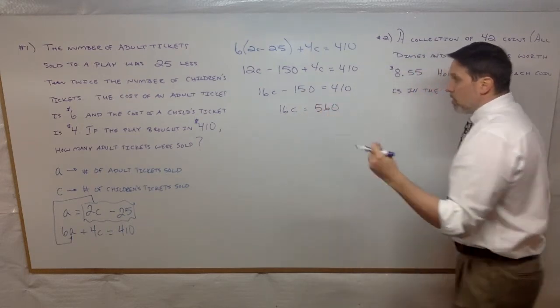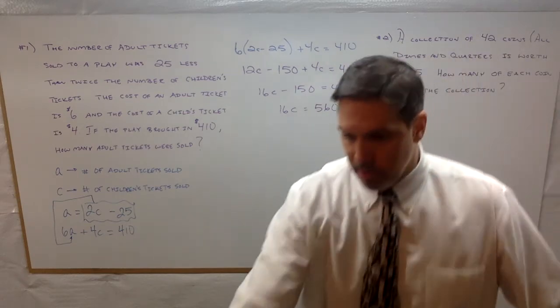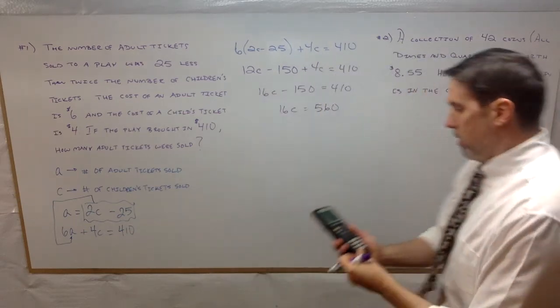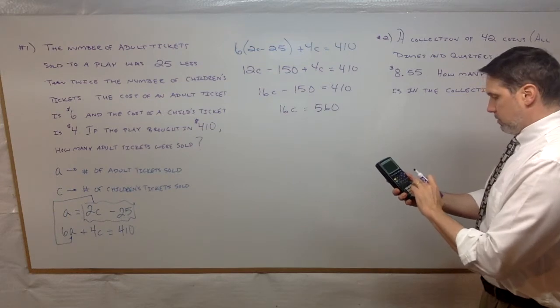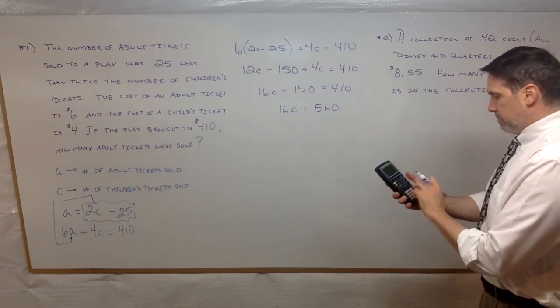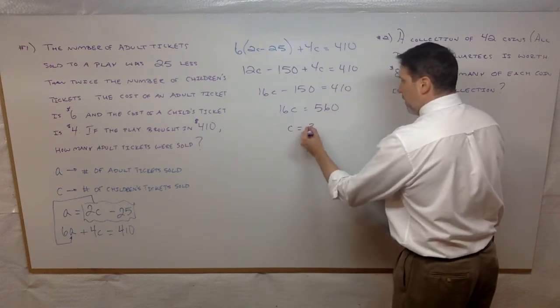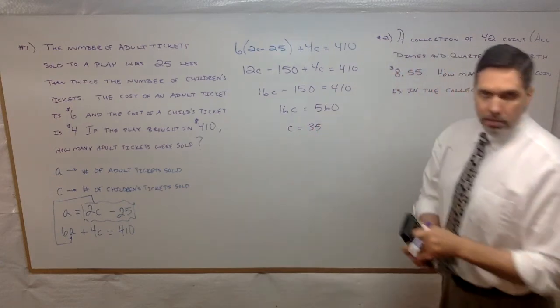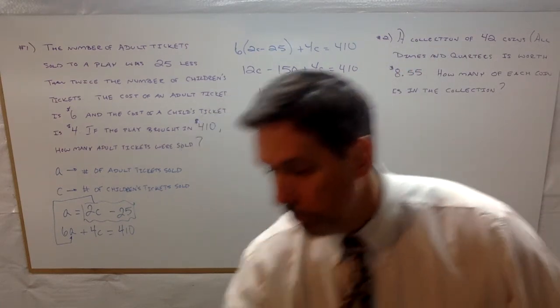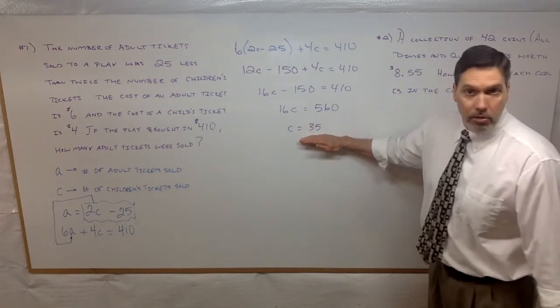560. Divide both sides by 16. Hopefully this comes out nice. So 560 divided by 16 is 35. Now I say hopefully it comes out nice, because if it doesn't come out nice, we kind of have a problem. We don't sell fractional parts of tickets.